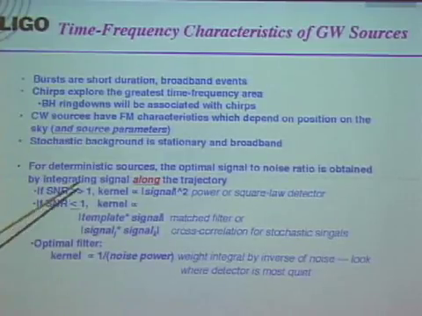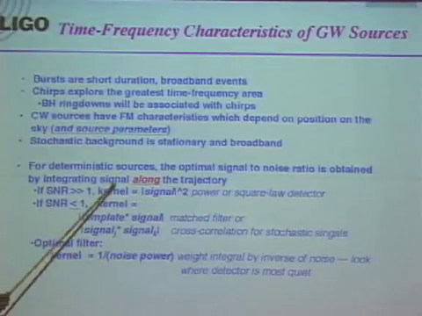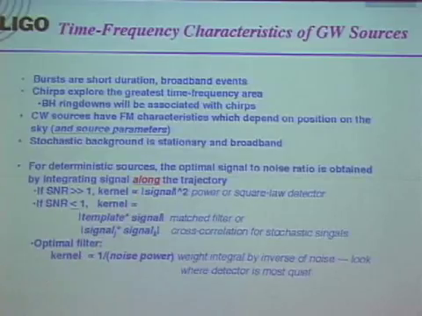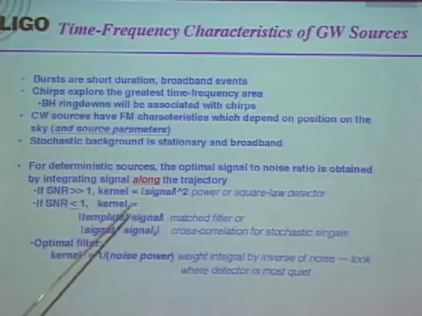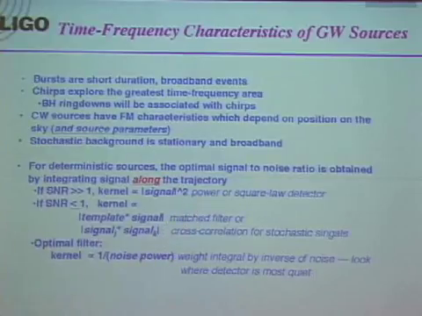And for deterministic sources, the optimal signal-to-noise ratio would be obtained by integrating your signal along its trajectory in the frequency-time domain. If you had a very high energy, high signal-to-noise signal, one could imagine simply taking the signal squared and integrating along that trajectory, which is basically what a square law or power detector would do for you.